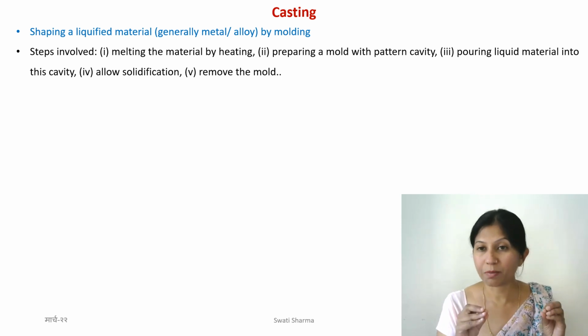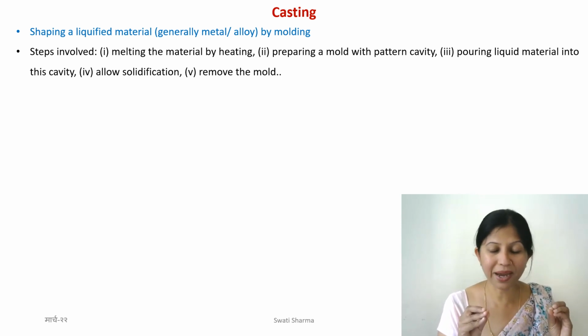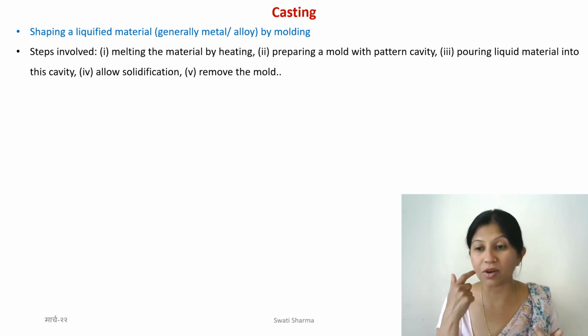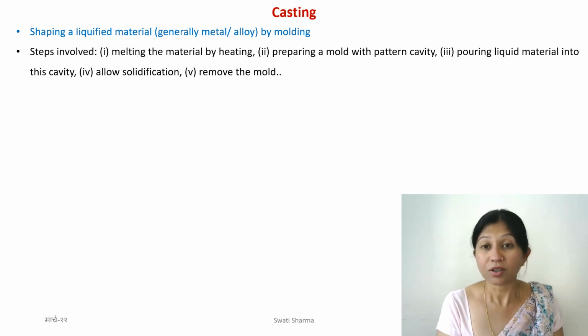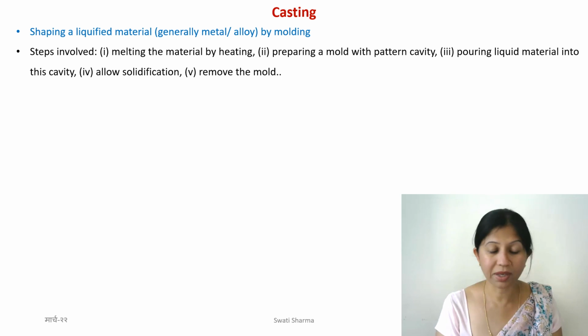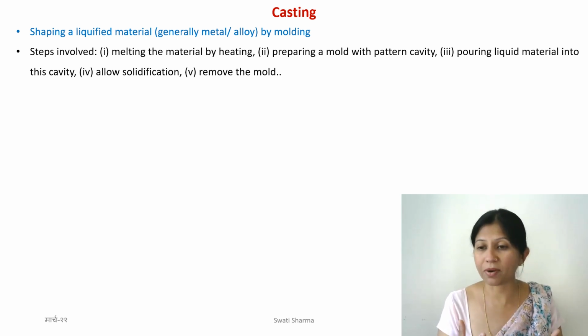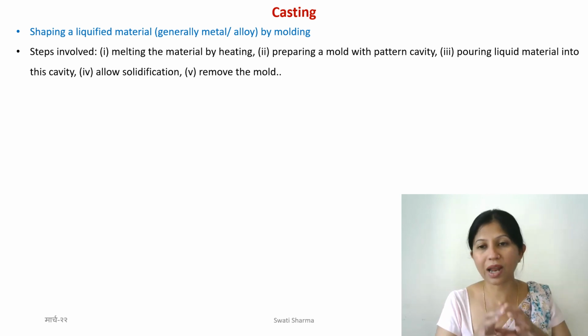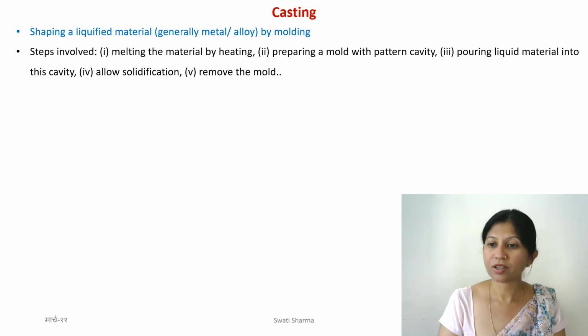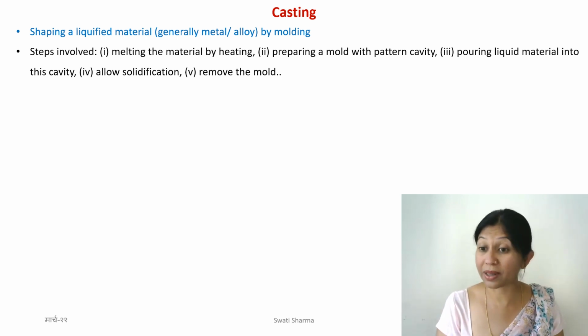You prepare a mold with what is known as a pattern cavity. So when I say cavity, you already know that there is some empty space, like you have cavities in your teeth. So it's a pattern cavity. Pattern basically means that you have a certain shape, whatever shape you want to make, that is what you will call a pattern. And then you will have a cavity in the shape of your pattern inside a mold. So that is what you need to do. You need to prepare that mold.